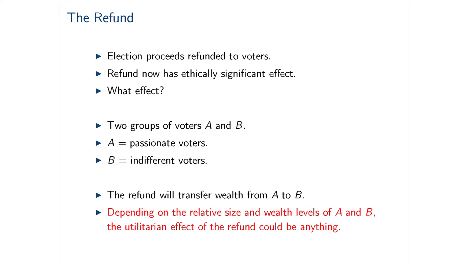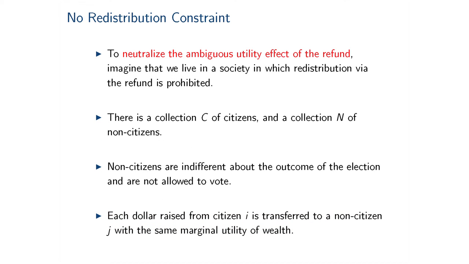Okay, and so to abstract away from this, we want to neutralize this effect. In order to neutralize this ambiguous utility effect, we're going to imagine that we live in a society in which redistribution via the refund is prohibited. So the device that we're going to use to formalize that is we're going to imagine that there's a collection C of citizens and a collection N of non-citizens. Non-citizens are not allowed to vote, but they also don't care about the outcome of the election. Every dollar raised through the election from a citizen i is transferred to a non-citizen j with the same marginal utility of wealth. So you only make transfers within wealth levels. And that's a constraint that we're operating on. And therefore, the transfer is neutral in a utility sense.